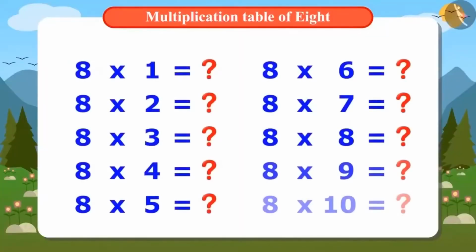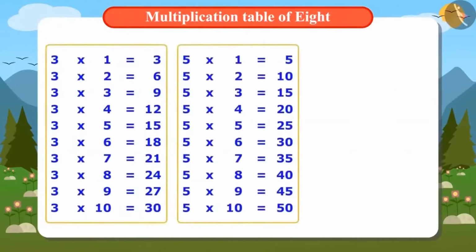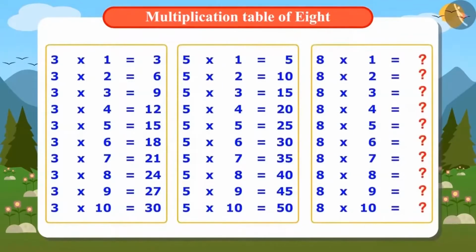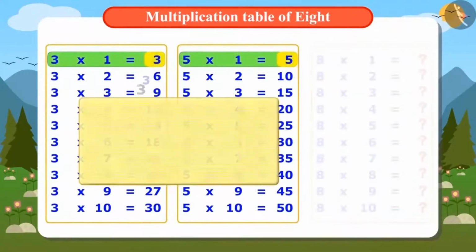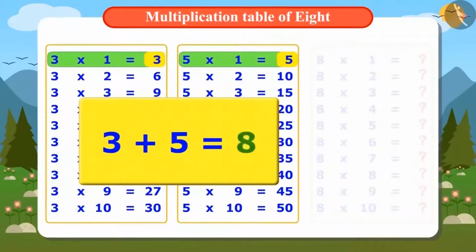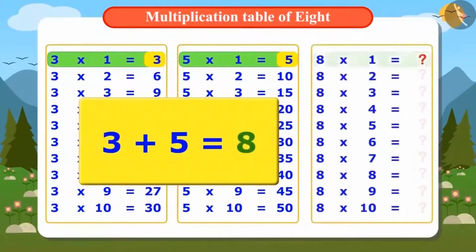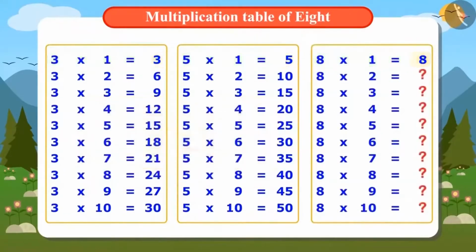Vandana doesn't know the multiplication table of 8, but she knows an easy trick through which we can find out the multiplication table of 8. Can you tell us an easy way to find the multiplication table of 8? I can find the table of 8 with the help of multiplication tables of 3 and 5. When we add the first number of multiplication tables of 3 and 5, we get 8, which is the first number of multiplication table of 8.